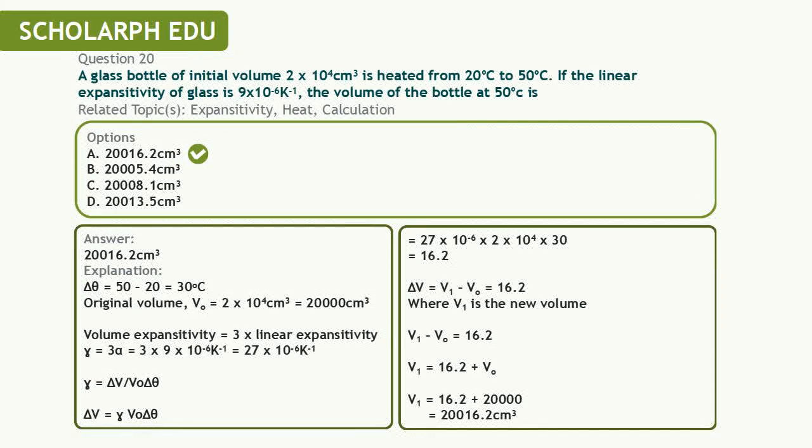Now that we know the change in the volume, to get the new volume is just going to be the old volume plus that change in the volume. So you're going to have the old volume, which is 20,000, plus 16.2, and this will be 20,016.2 centimeter cube.